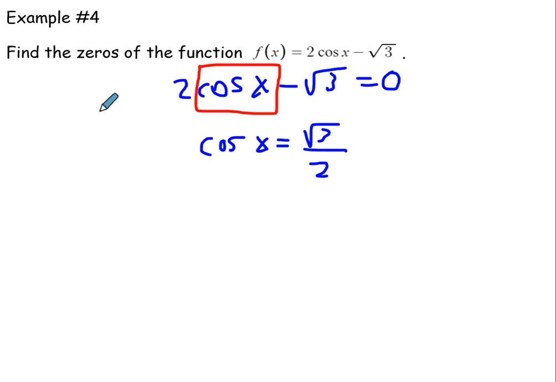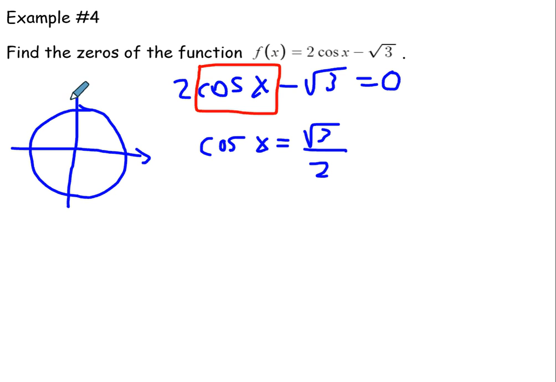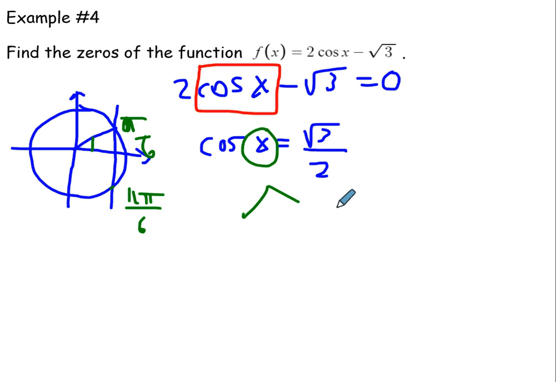Then you think of your circle. Think about your trig circle. When is your x value equal to square root of 3 over 2? It would be around here. So this angle is your pi over 6. And the other one at the bottom here would be 11 pi over 6. That means that your angle here, x is either equal to pi over 6 or 11 pi over 6.